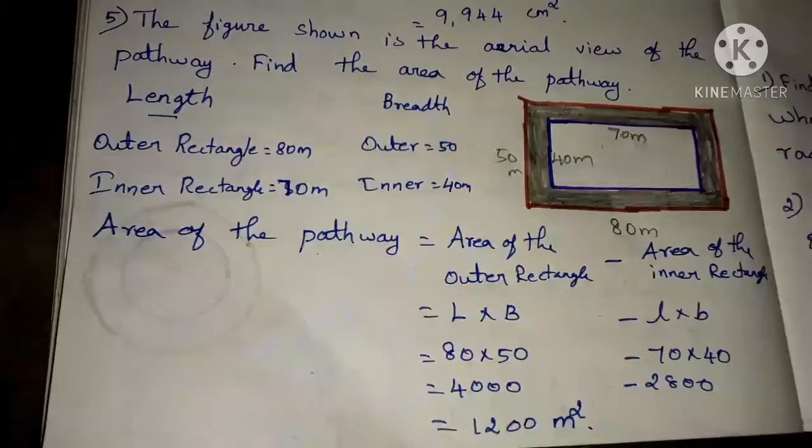We know that the area of the pathway is equal to the area of the outer rectangle minus the area of the inner rectangle. The area of the outer rectangle formula is capital L into B, minus the area of the inner rectangle, small l into small b. So outer rectangle length 80, breadth 50, and inner rectangle 70 into 40. So 4000 minus 2800, we get 1200 meter square.